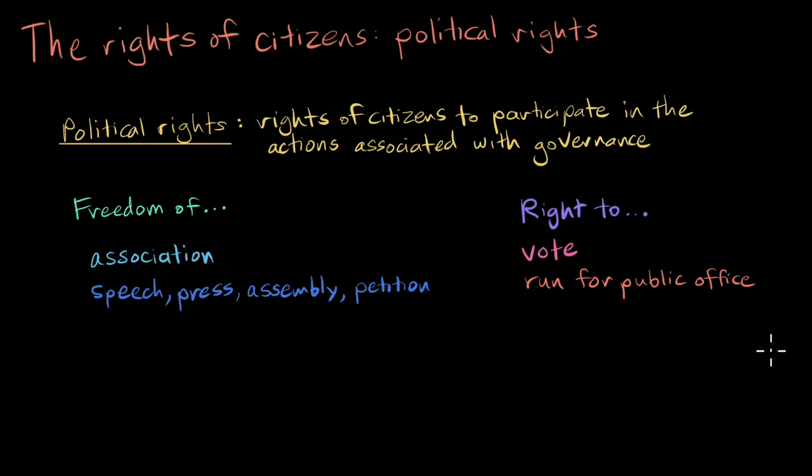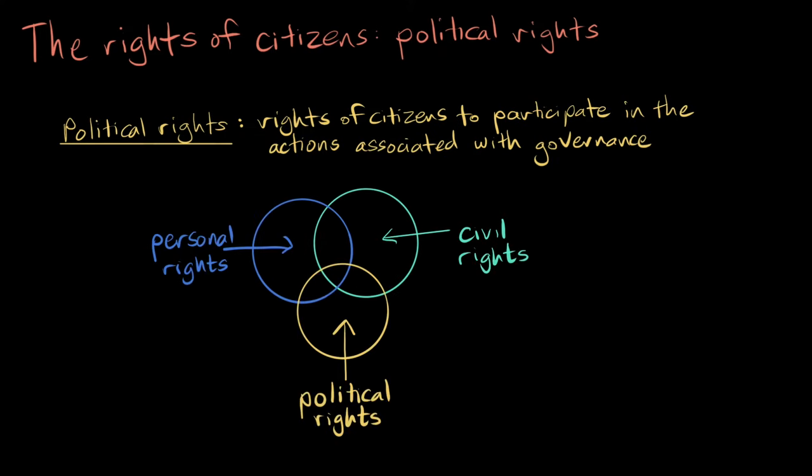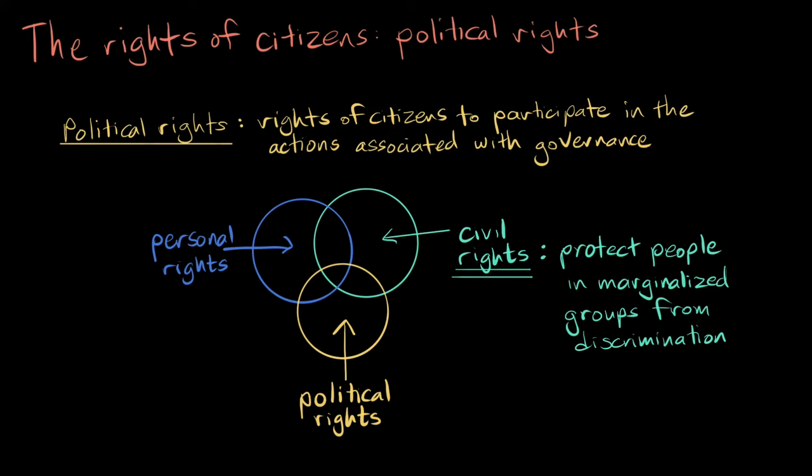Now, you may be asking, wait, what's the difference between political rights and civil rights? Well, civil rights overlap with these rights, as well as with personal rights, because civil rights protect people who belong to marginalized groups from discrimination. So if a society permits some people to vote, but not others, based on their race, sex, religion, or other characteristic, that society is infringing on the civil rights of those citizens by denying them their political rights.